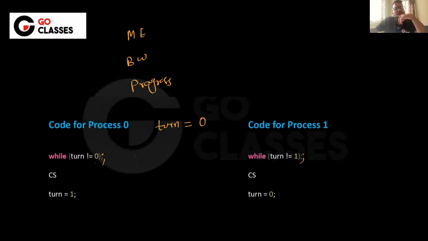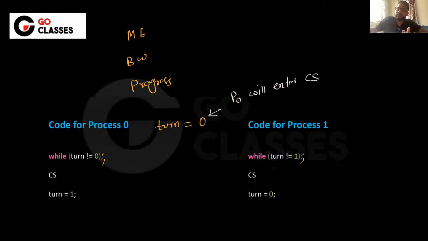See, turn not equal to 0 means either turn is 0 or turn is 1, right? Turn cannot be both at the same time. So either this is true or this is true. Let's suppose turn is 0. Then turn not equal to 1 is true, because turn is 0, so turn is not equal to 1. That's why P1 will get stuck. Turn equal to 0 means that P0 will enter the critical section.